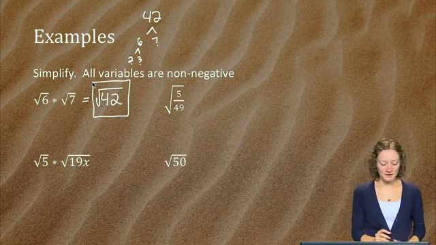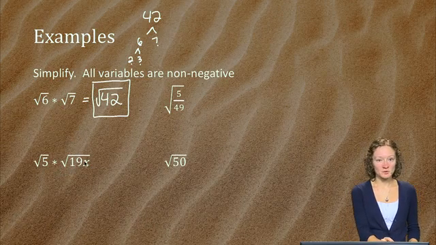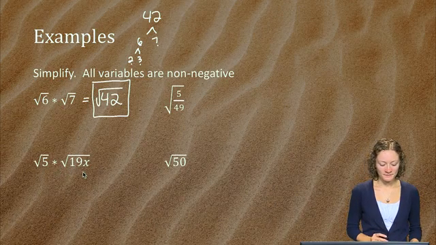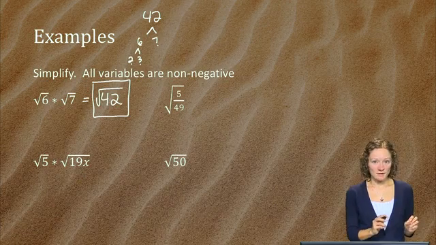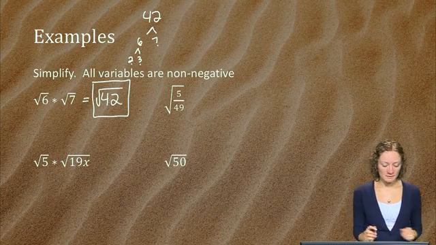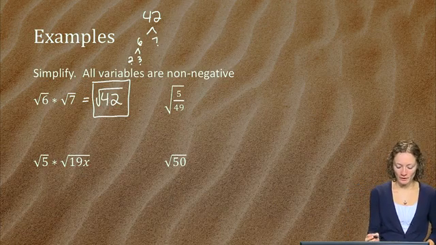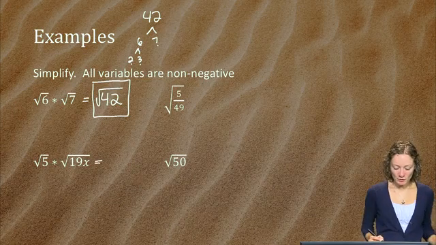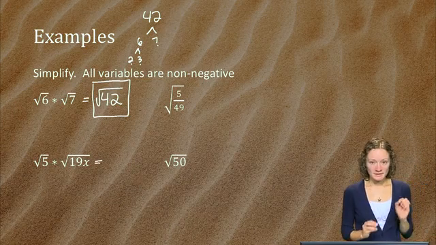The next one, the square root of 5 times the square root of 19. Again, these are like radicals because they have the same index. They're both a square root. So we can multiply those together, inside by inside.